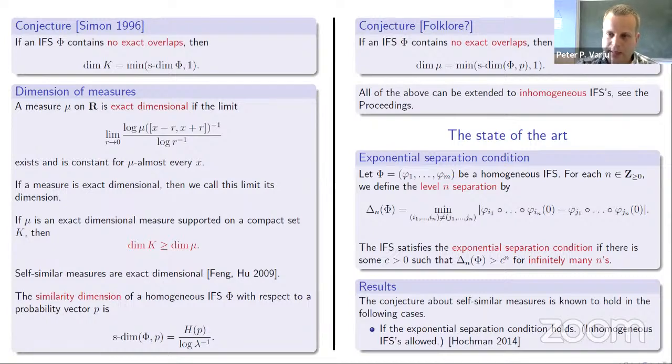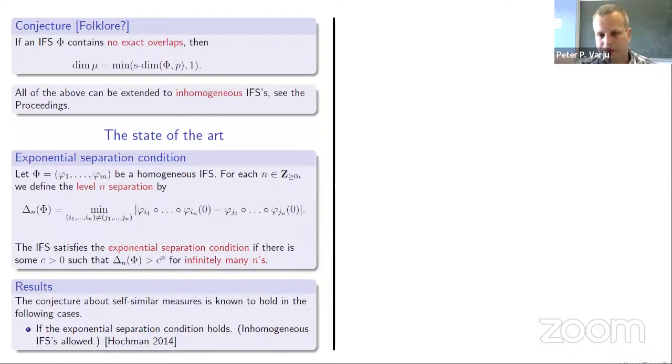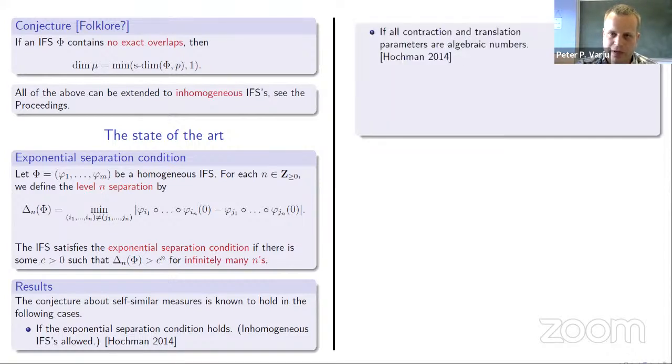As I said, if I give you a system, you might not be able to test whether the exponential separation condition holds or not. But there is a nice class of situations when it is easy to verify it, and that's when all of the parameters that you have in your systems are algebraic numbers. So if all of the contraction parameters and all of the translation parameters in your maps are algebraic numbers, then this condition holds. And then by Hochmann's theorem, the conjecture also holds.